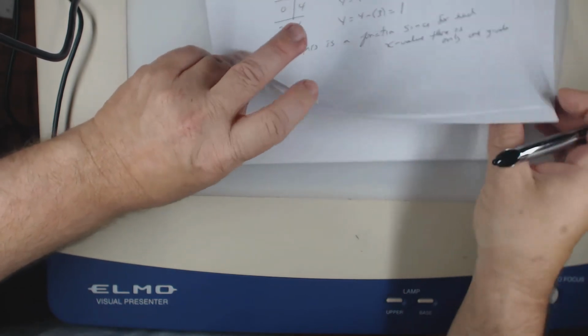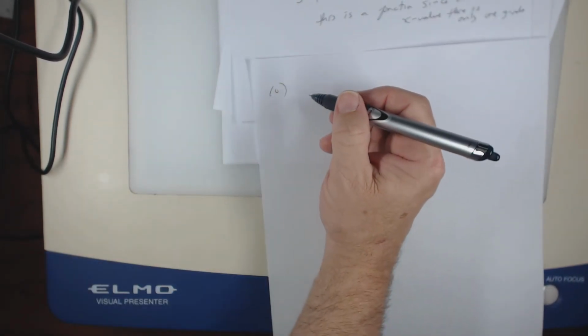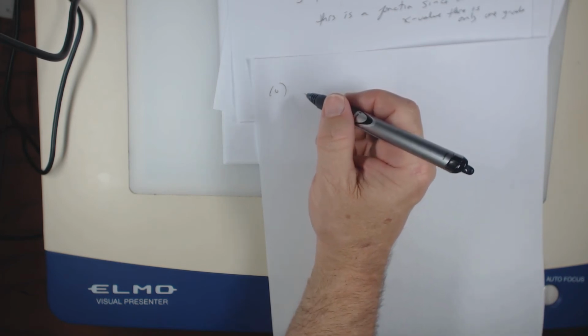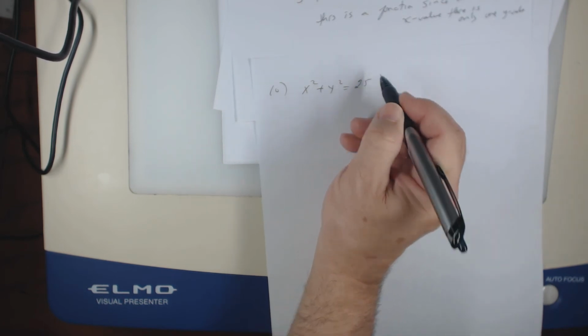Number 10. Suppose you had this one: x squared plus y squared equals 25. So you have an idea what the graph is. What's the graph? It's a circle. If you know what the graph is, you can say that's the equation of a circle, and a circle fails the vertical line test. That's your explanation. So it's not a function. That could be one of your explanations.